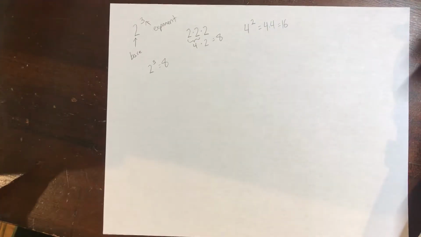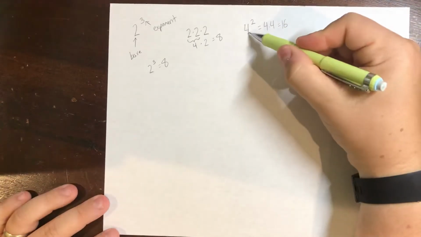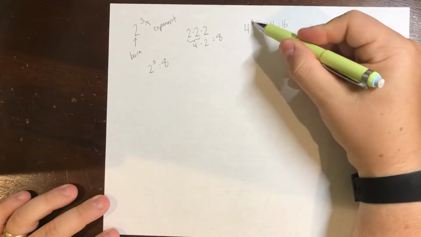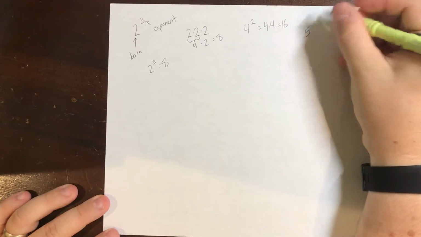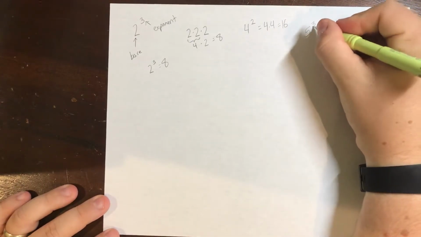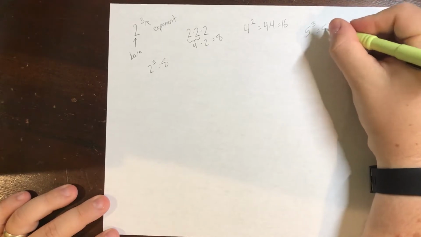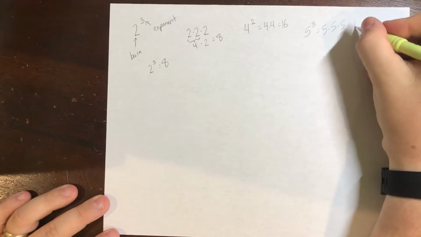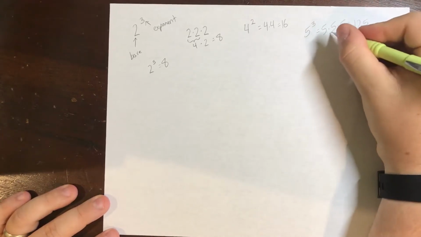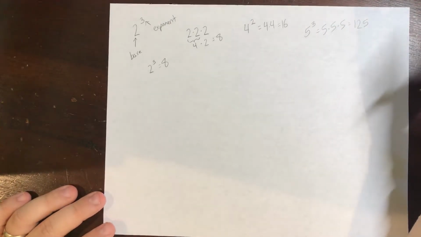That's really all we need to know about exponents. You take this number and multiply it by itself however many times this number says. So if we have 5 to the third, that would be 5 times 5 times 5. 25 times 5 gives us 125.